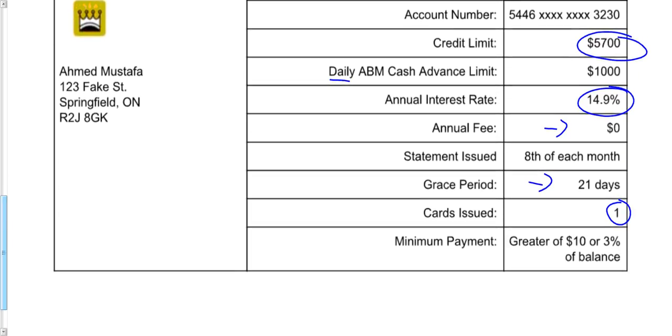Okay, and the minimum payment. This is a key piece here. Okay, so you always have to make a minimum payment no matter how much you have on your credit card, and usually it's the greater number. Okay, so it's either going to be $10 or 3% of whatever your balance is. And again, the balance is what you owe.